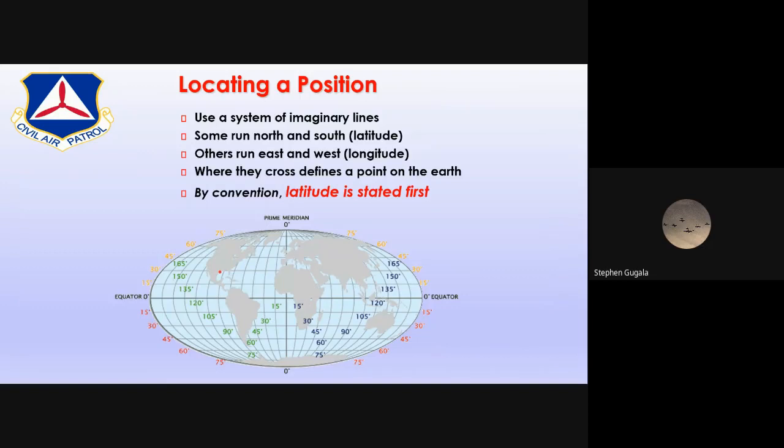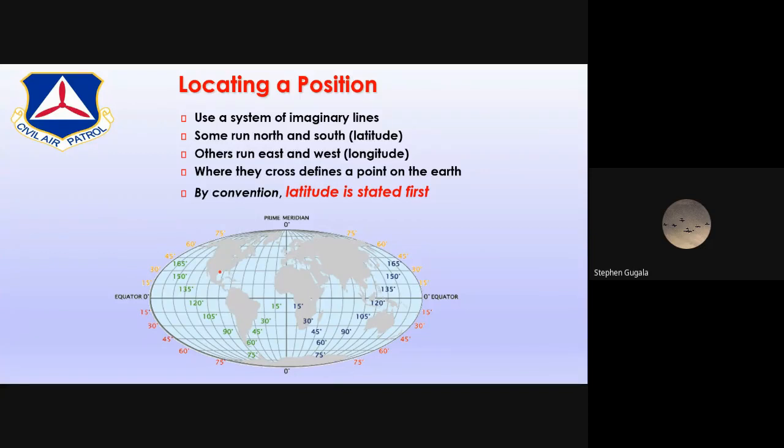So locating a position, we're all about where we're at. Where are we at? Where are we going? Where is the target at? Where is the find at? We need to be able to convey that in some manner that everybody's going to understand. So we use the latitude, longitude lines, markings on our map. They're imaginary lines.